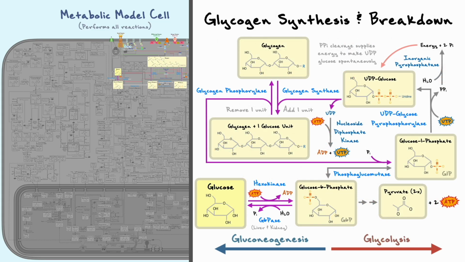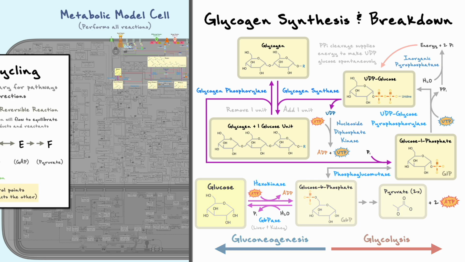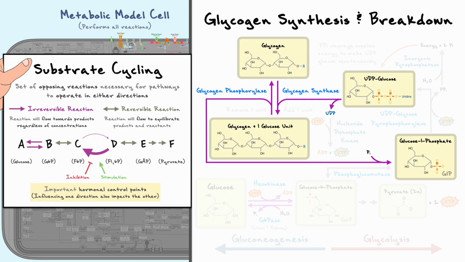Now, if we consider back our diagram for the synthesis and breakdown of glycogen, you will notice that with the glycogen synthase and glycogen phosphorylase reactions, we have a substrate cycle. Recall that substrate cycles happen when we have 2 opposing irreversible reactions producing the reactants and products. The most important point with these cycles is that since both reactions are irreversible and can happen spontaneously, they must be regulated to have a committed direction.